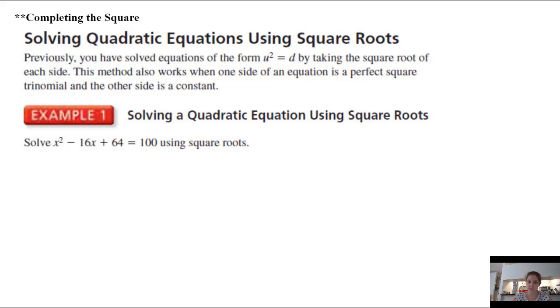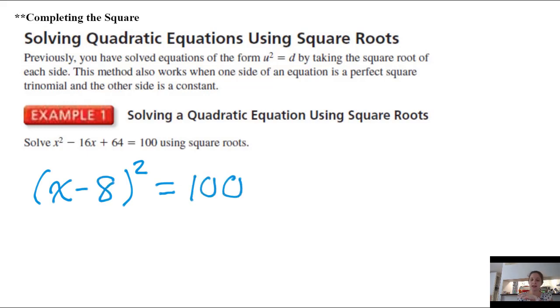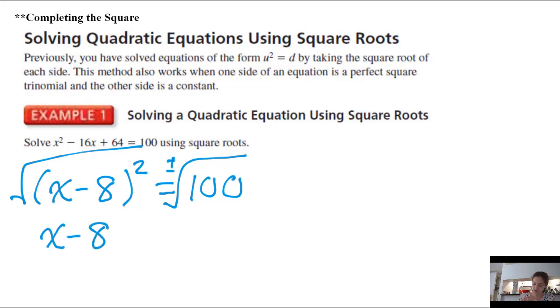So solve. What works out here is that the left side is a perfect square trinomial. We can rewrite this as a binomial squared, and that is x minus 8 squared equals 100. And now we can take the square root of both sides, plus or minus, to get x minus 8 equals plus or minus 10.